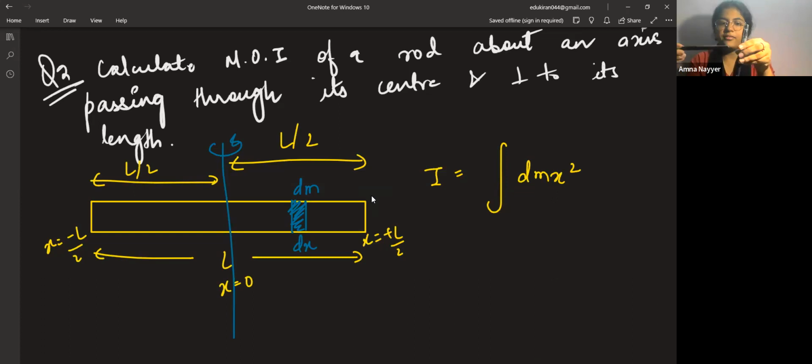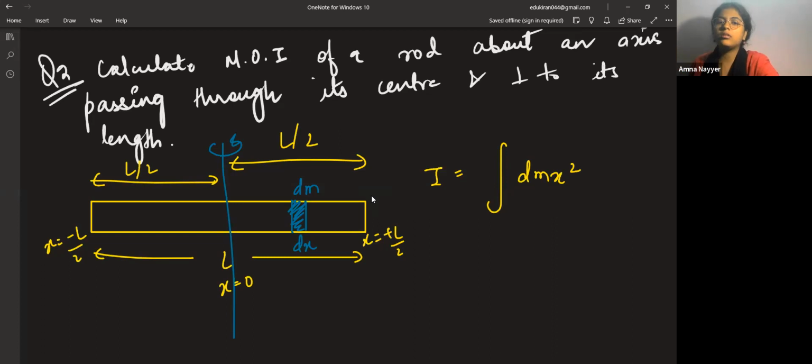Correct? If the axis was here, suppose towards the end, along its length, not through its center, this would have been the rotation case. From 0, this point would have been 0 to L. Understood how we have to expand it.